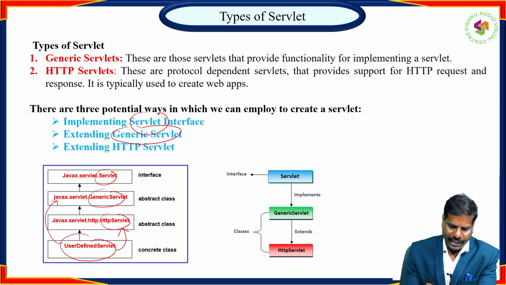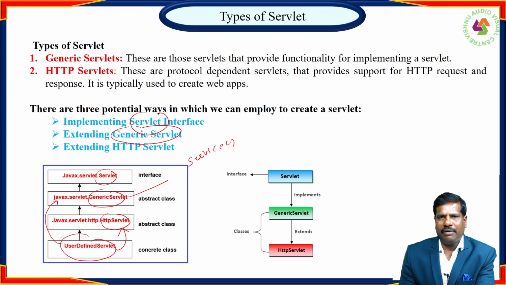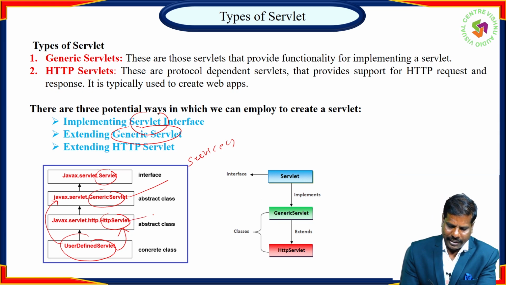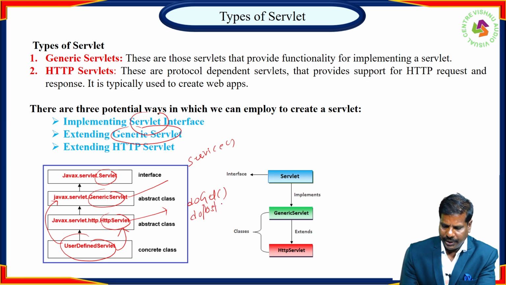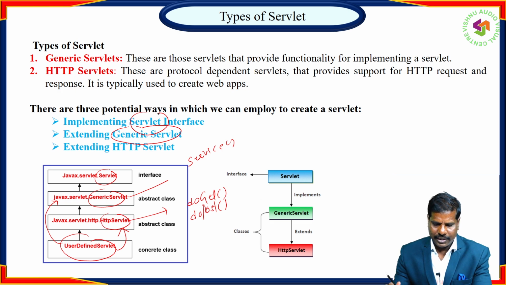If you create a generic servlet, it has only one method, that is the service method, to handle the requests and responses. Here the HTTP servlet has two methods, doGet and doPost. doGet and doPost handle the HTTP requests and responses.